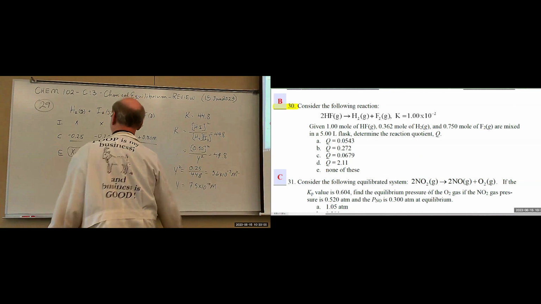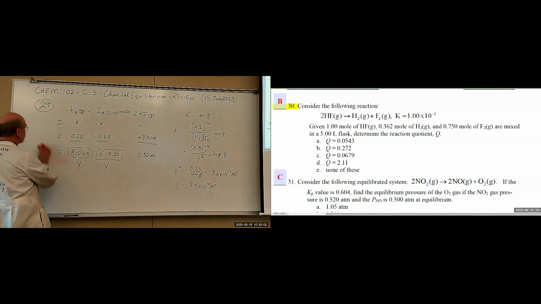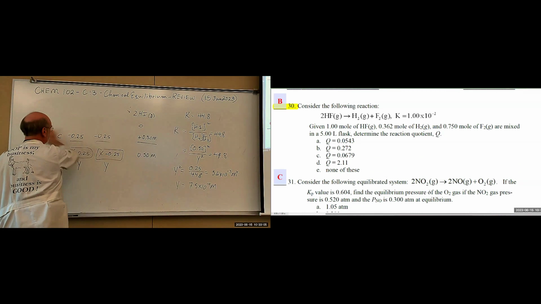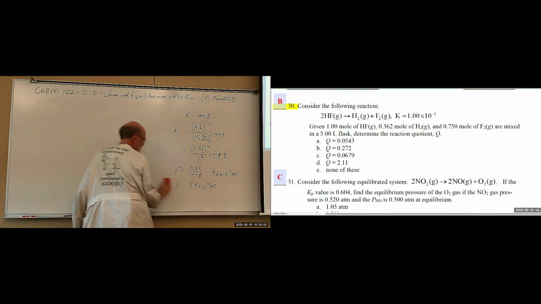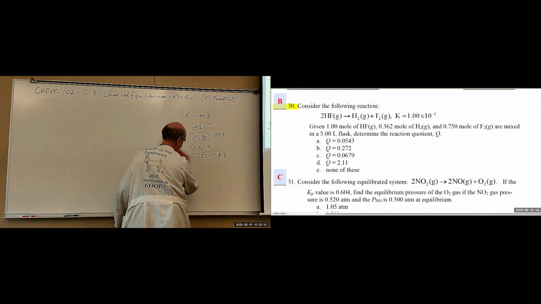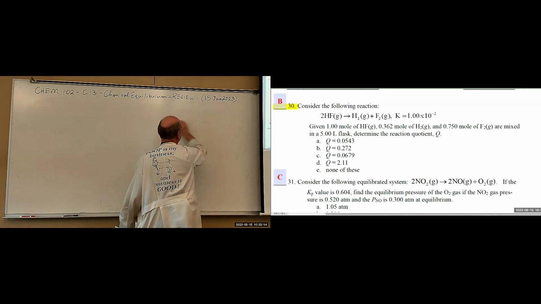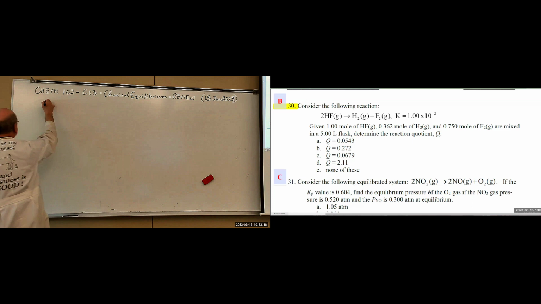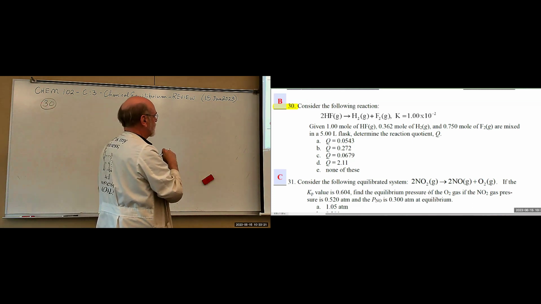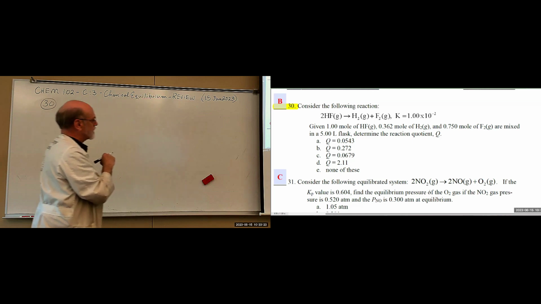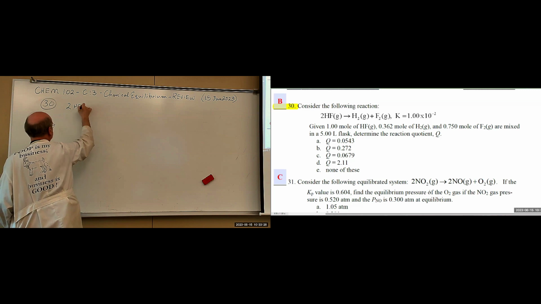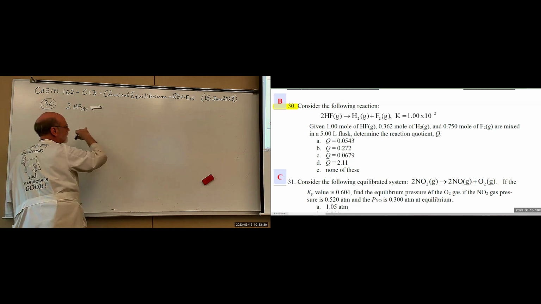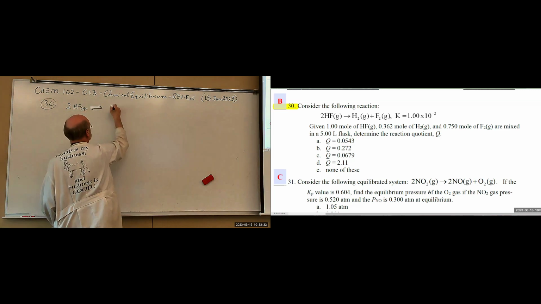Okay, 30. All right, so we've got 2 hydrogen fluorides in equilibrium with hydrogen and fluorine gas.